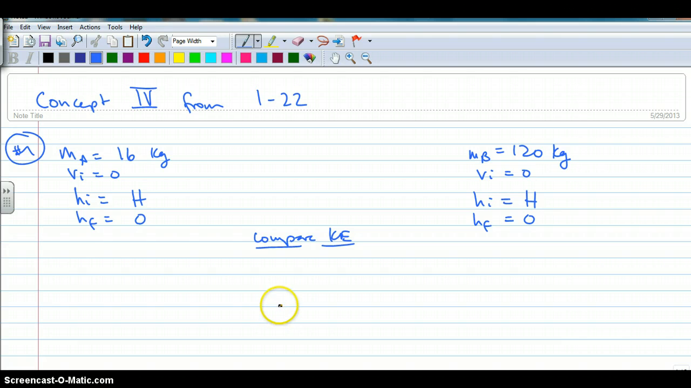Now, since there's no air resistance, hopefully you know that means TME is conserved. So we're going to look at the TME initial and the TME final of each of them individually. So you can't say that TME of A necessarily equals the TME of B. We've got to figure that out.